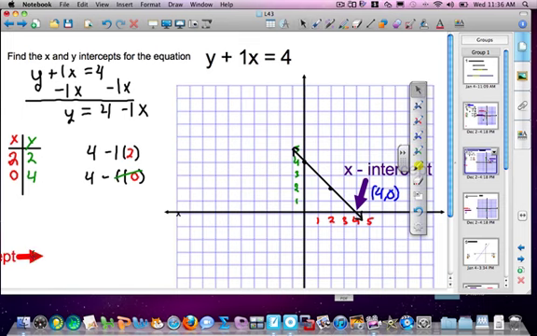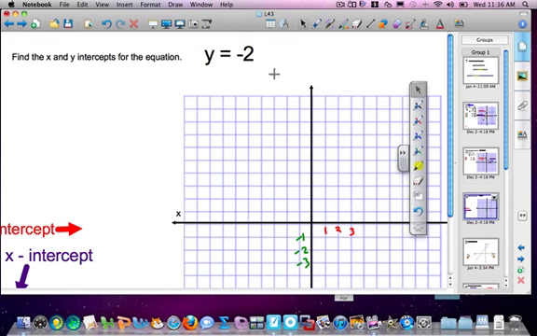The other location we're interested in is known as the y-intercept. And that's at this point here, and those coordinates would be 0, 4. Let's look at one more example. Let's find the x and y-intercept for this equation, y equals -2.